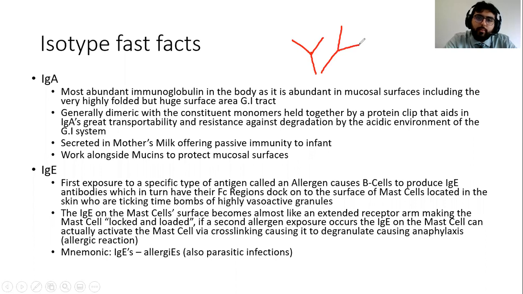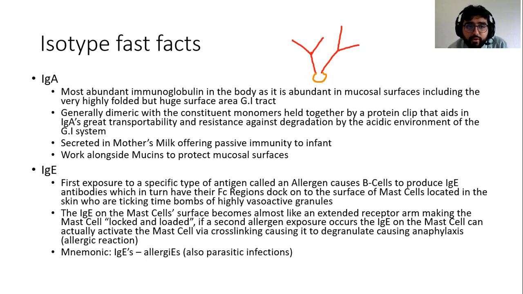And then there's usually a protein clip tethering the two. And actually, this protein clip is very important because it helps this specific class of antibody move between epithelial cells to get from place to place. Unfortunately, some bacteria have adapted to recognize this clip and cleave it to render IgA less effective. But it's a very interesting little protein fragment that's worth knowing about, and it also holds together the two monomers to make a dimer.